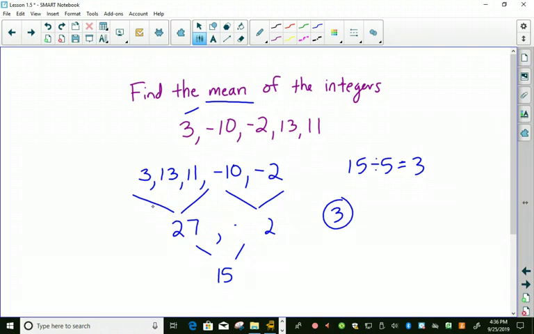So remember, mean is just the average, something that is kind of a review from last year, because you will see problems like this on the test on Wednesday.